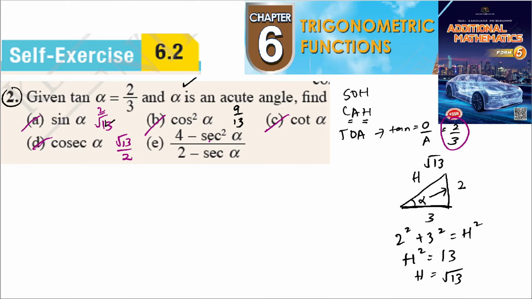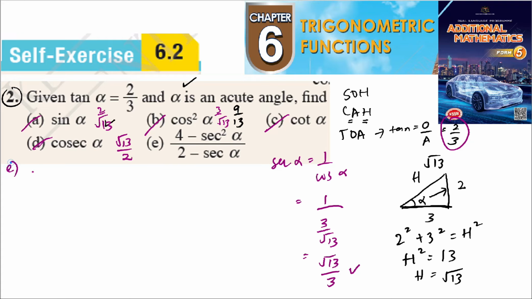So here, secant A, to substitute we need to know what our secant is. Secant alpha is equal to 1 over cos alpha. We have calculated cos alpha in B, so you just reverse the root 13 over 3. Secant is equal to 1 over cos. So 1 over 3 over root 13 gives you root 13 over 3. So this one is your secant.